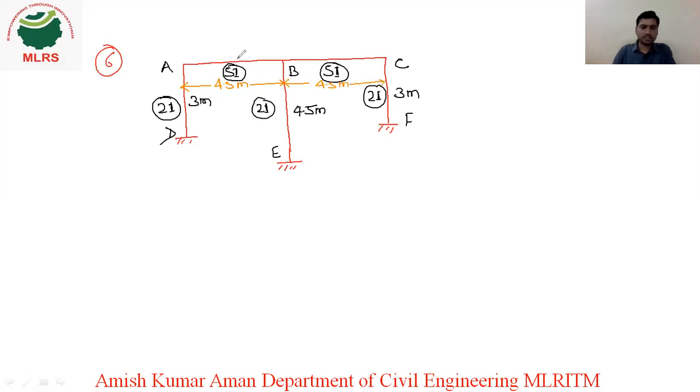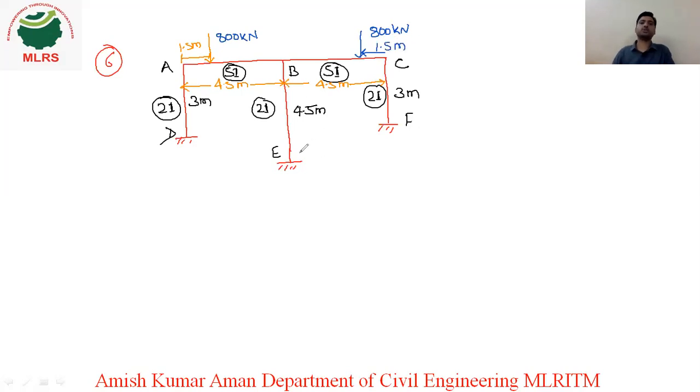Now we'll see the loading condition. 800 kilonewton of load is acting here, at a distance of 1.5 meter. Another load is again acting at this point. It is also 800 kilonewton and acting at a distance of 1.5 meter.